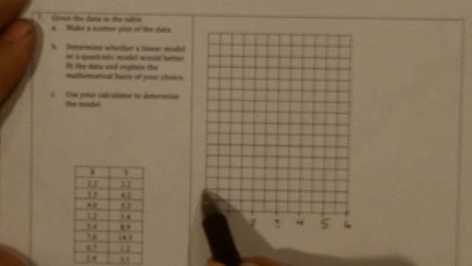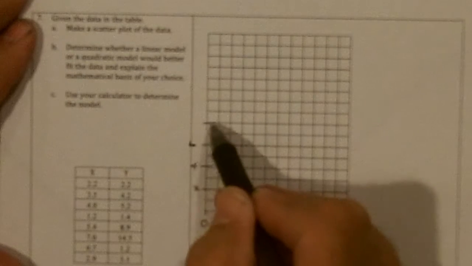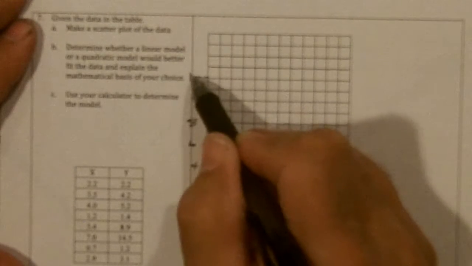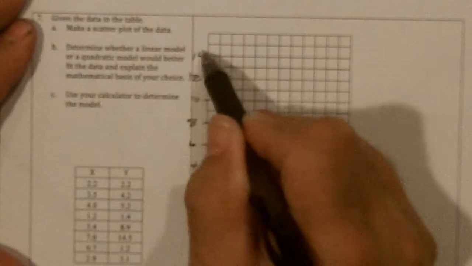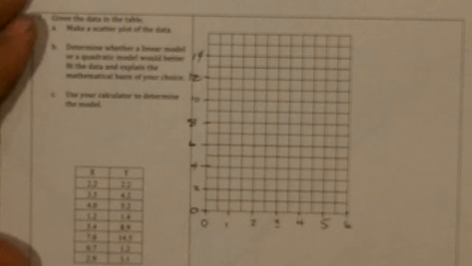That's 6, 7. So we've got to plot this. So I have to get up to, let's just go 0, 1, 2, 3, 4, 5, 6. That should fit most of the data, and it gets up to about 14. So if I go 2, 4, 6, 8, 10, 12, 14, that'll get most of the data, and 0.